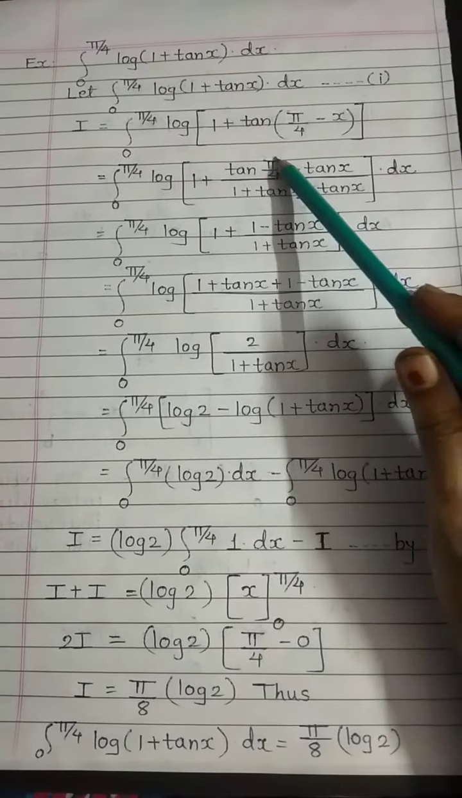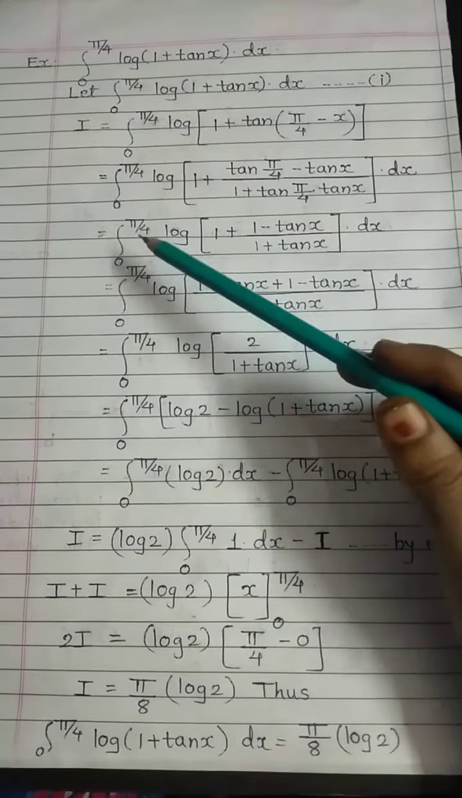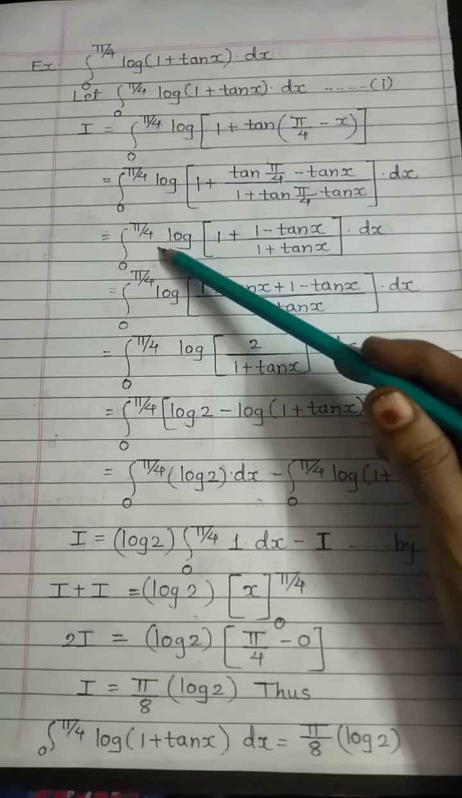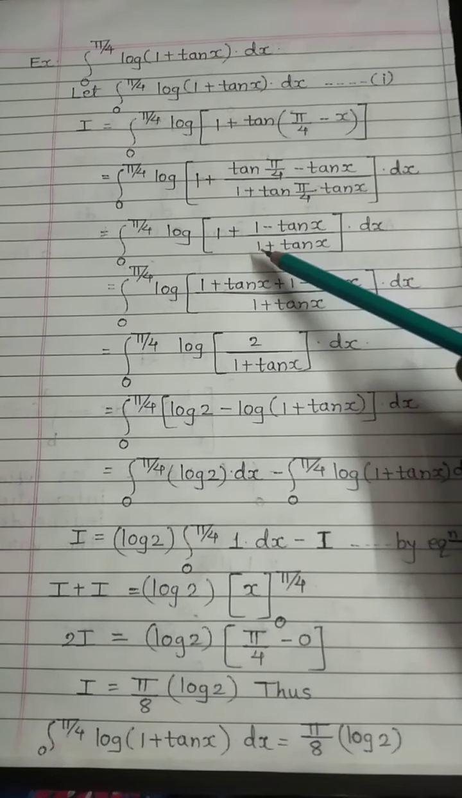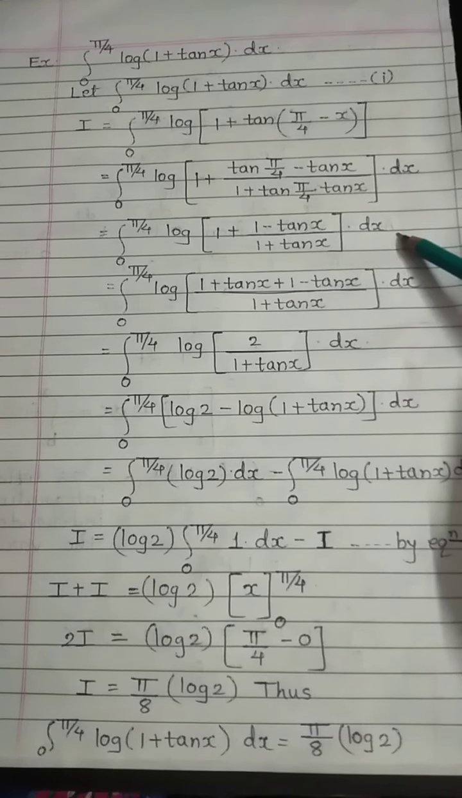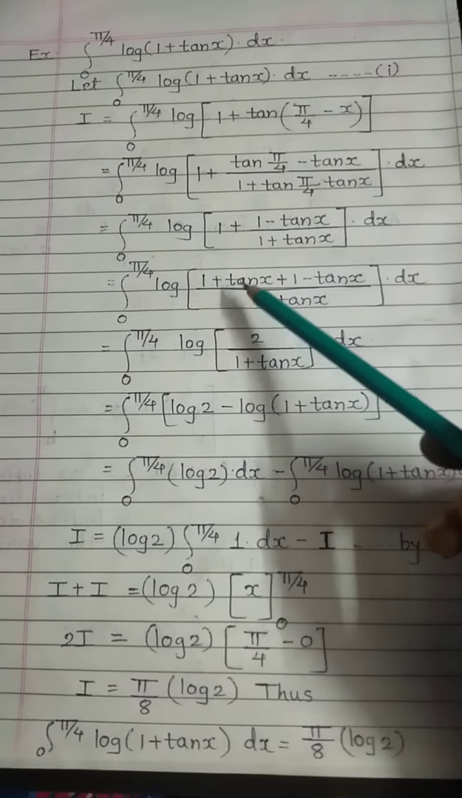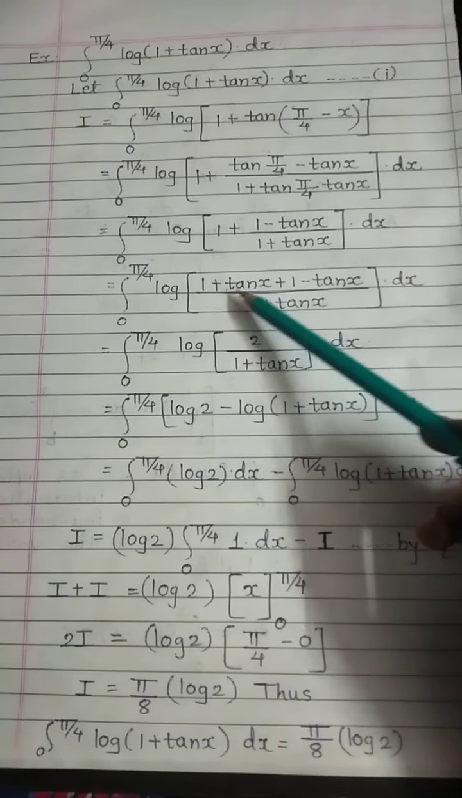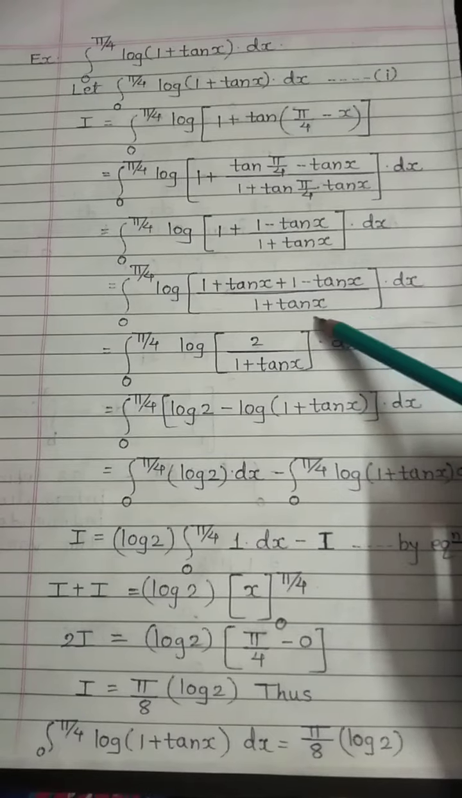So that value we are going to substitute here at both the places. So we will get integration 0 to pi by 4 log of 1 plus 1 minus tan x upon 1 plus tan x dx. Now cross multiplying here, inside the bracket we will get 1 plus tan x plus 1 minus tan x upon 1 plus tan x.